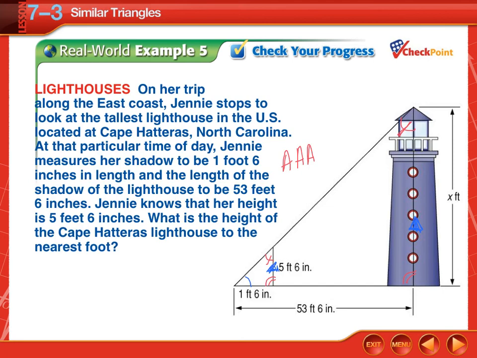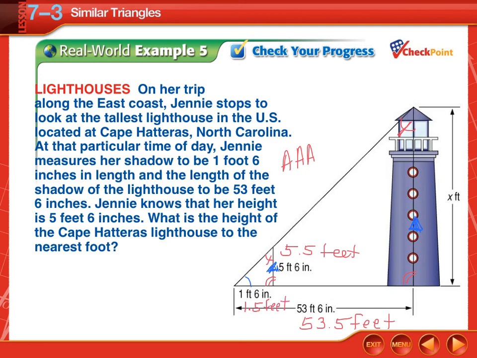Now, what do we see before I set that proportion up? Notice we've got a mix of units here. We've got feet and inches. x is in feet, so I would recommend that everything be rewritten into feet. So 53 feet and 6 inches is the same thing as 53.5 feet. 5 feet and 6 inches, again, 6 inches is half of a foot, so this would be 5.5 feet. And 1 foot and 6 inches, they made it very easy for us, by the way, is 1.5 feet.